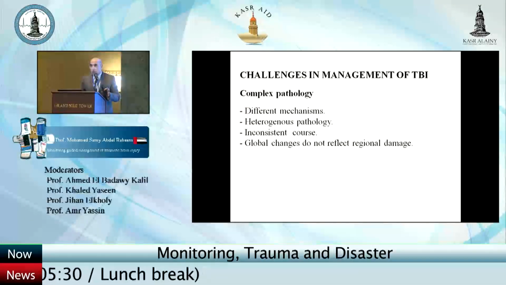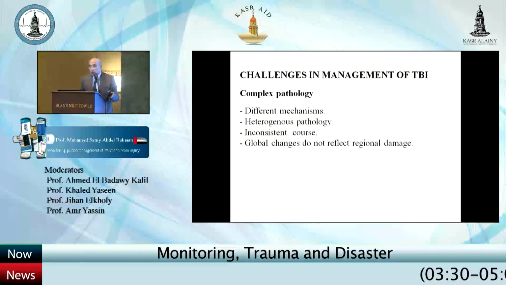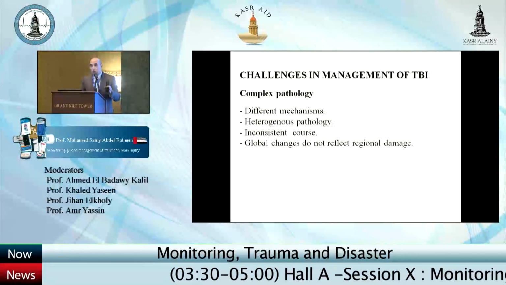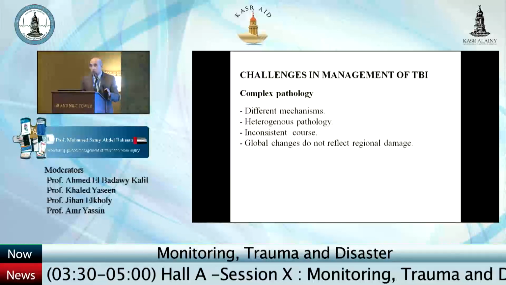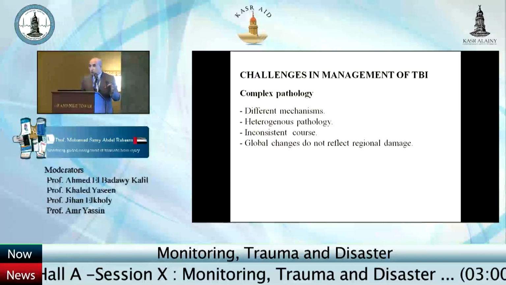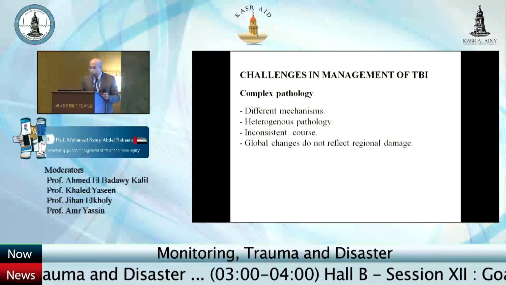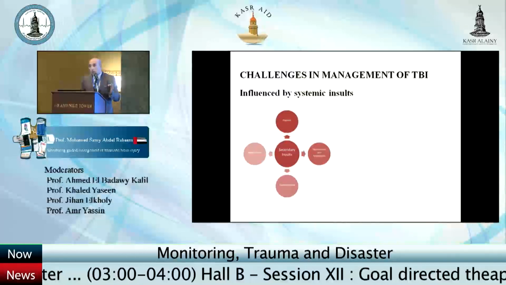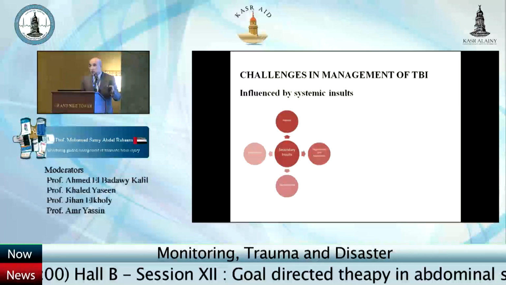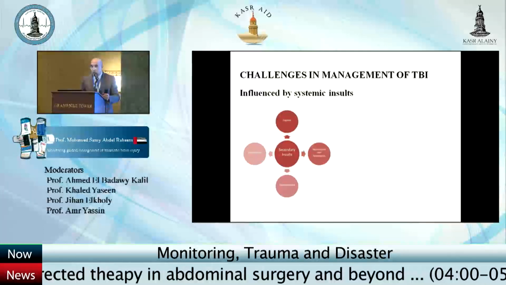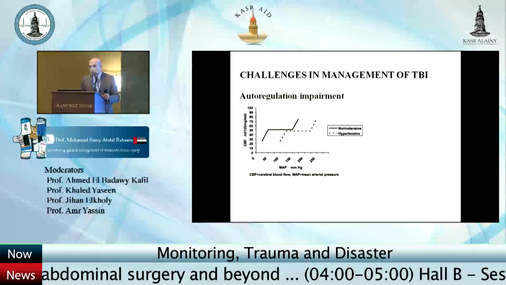Again, the pathology is very complex. Not all the parts of the injured brain are the same. Some are ischemic, some are hyperemic, some with inflammation, some without inflammation. And in the clinical course, the patients may do well and then deteriorate. The global changes don't reflect the regional ones, so global cerebral oxygenation doesn't tell me that all the regions inside the brain are well oxygenated. Also, it is influenced by systemic insults, so any derangement in the blood pressure, ventilation, or oxygenation will certainly have an impact on the brain itself.